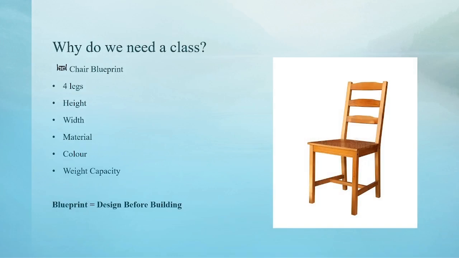Imagine a furniture company wants to manufacture chairs. They don't immediately start making the chairs. The first thing they create is a blueprint or a design. This blueprint contains all the information such as number of legs, height, width, material, color, weight, and the capacity the chair can support. In simple words, a blueprint is nothing but a plan or a design that tells us how the chair should look before it is actually built.